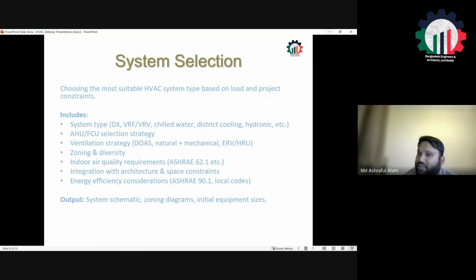And for the building itself, we have to have some units inside the room. Usually we see split units if it is a DX unit. If it is a central unit, we see the FCU. And for AHU, we see central systems only. And we have the ventilation strategy, which is natural plus mechanical ventilation systems. And we need to do some zoning, indoor air quality requirements as per ASHRAE, and integration with architecture and space requirements.